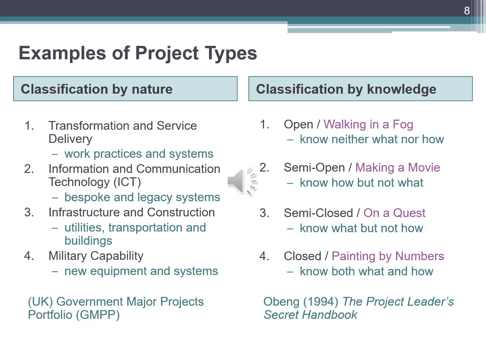In semi-closed projects, you know the what, but not the how. These may be based on an attractive goal, such as development of an electric car. In a closed project, you know both the what and the how. Traditional civil engineering projects are of this type.